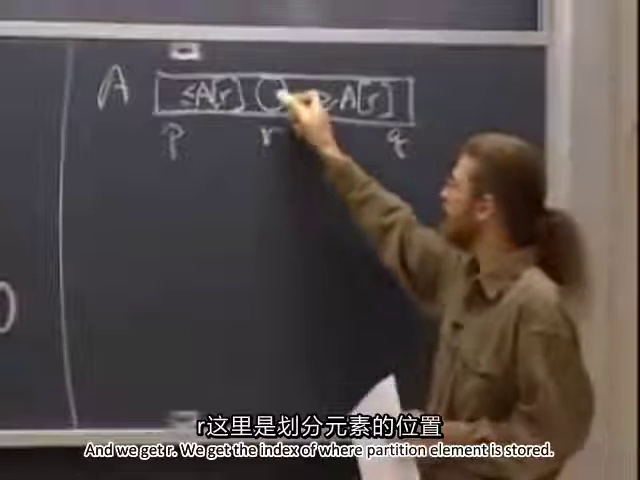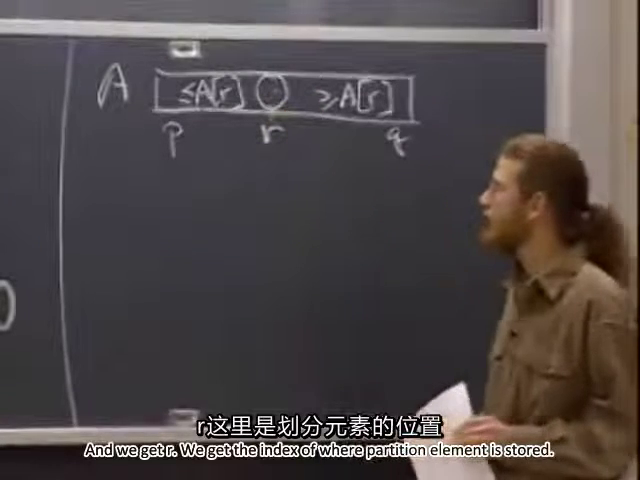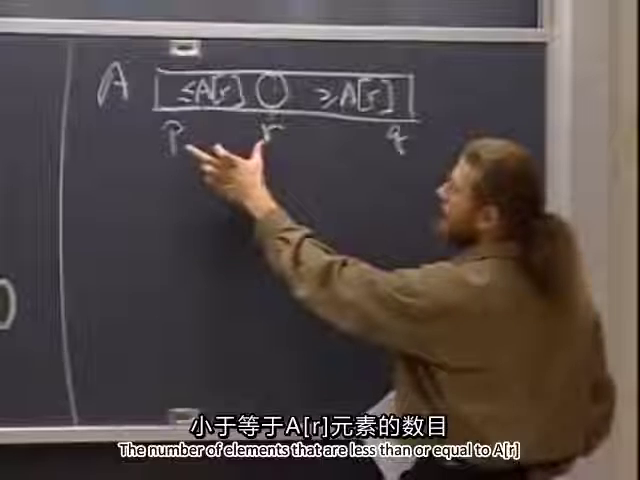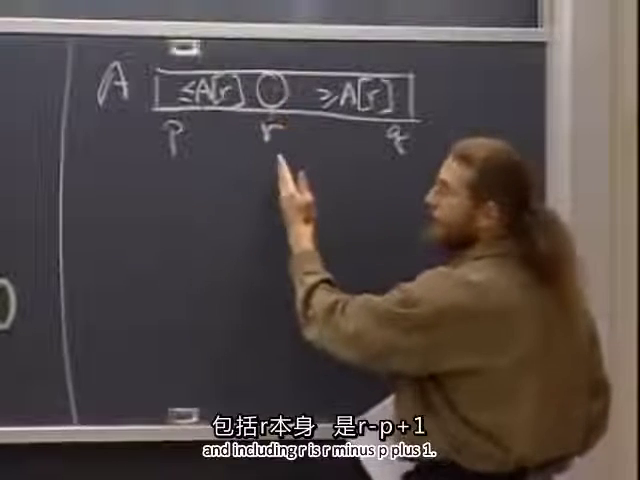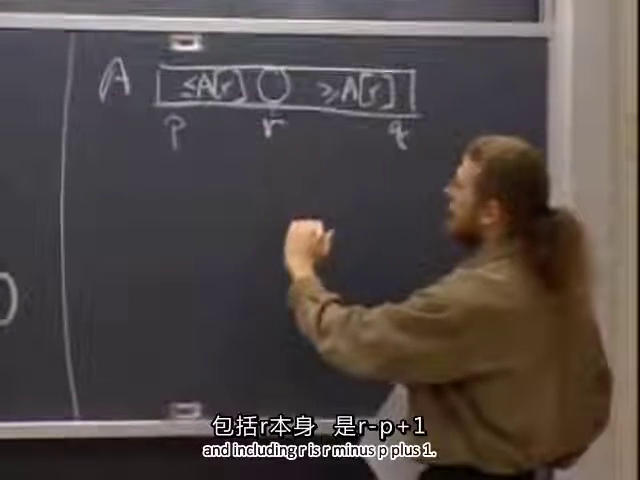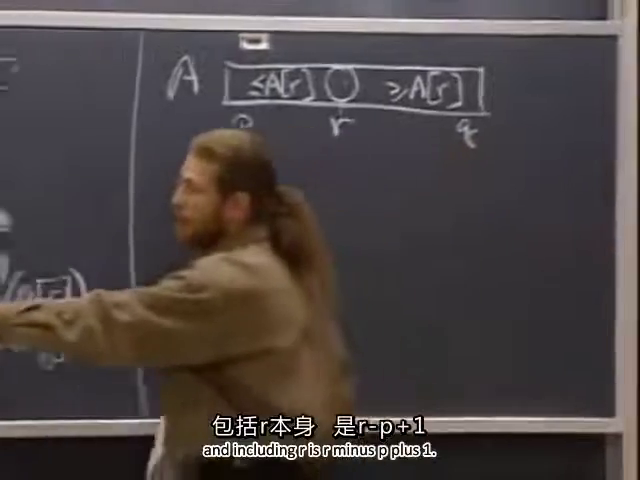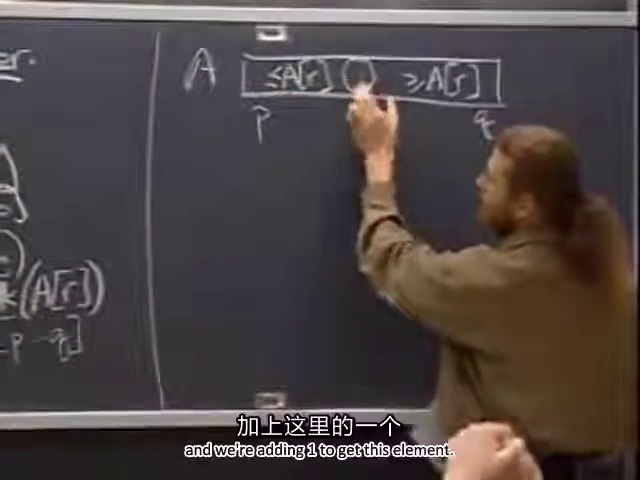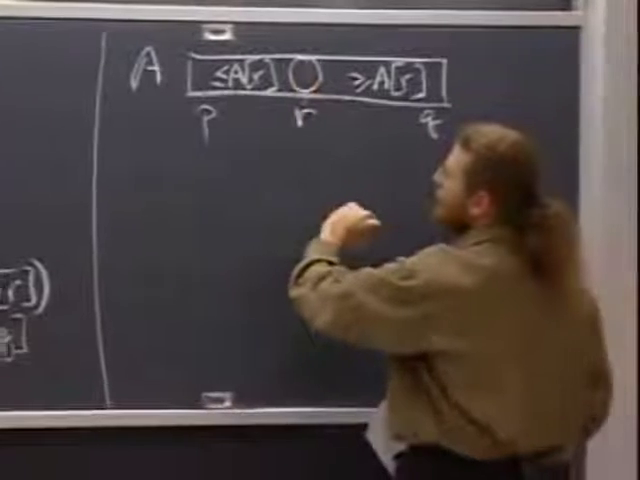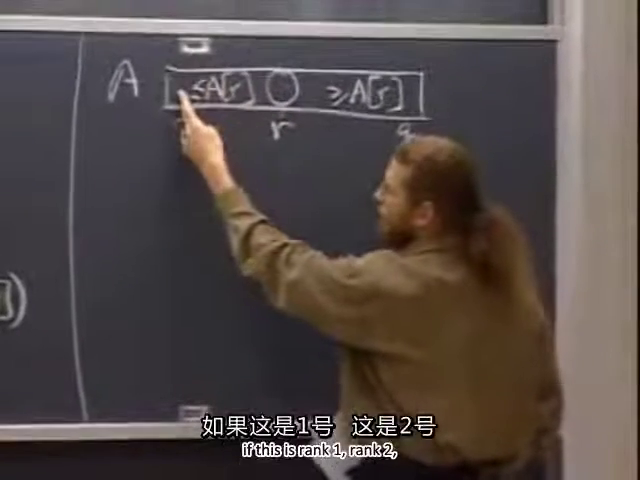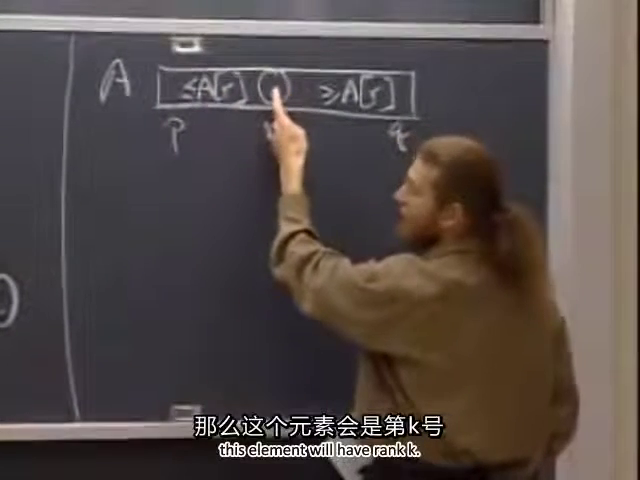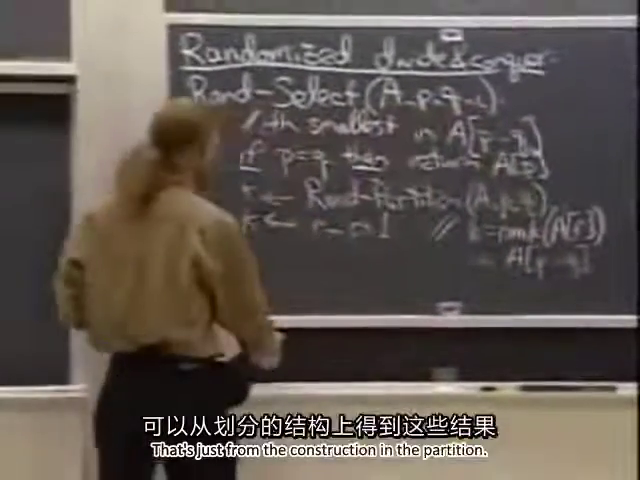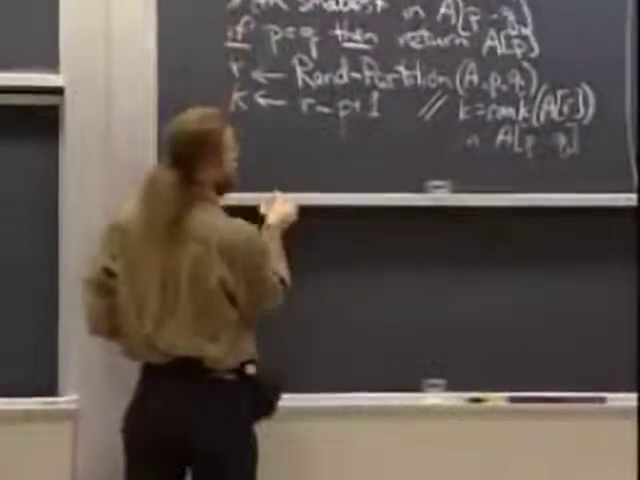And we get R, we get the index of where the partition element is stored. So the number of elements that are less than or equal to A of R, and including R, is R minus P plus 1. So there will be R minus P elements here, and then we're adding 1 to get this element. And if you start counting at 1, if this is rank 1, rank 2, this element will have rank K. Okay, that's just from the construction in the partition.